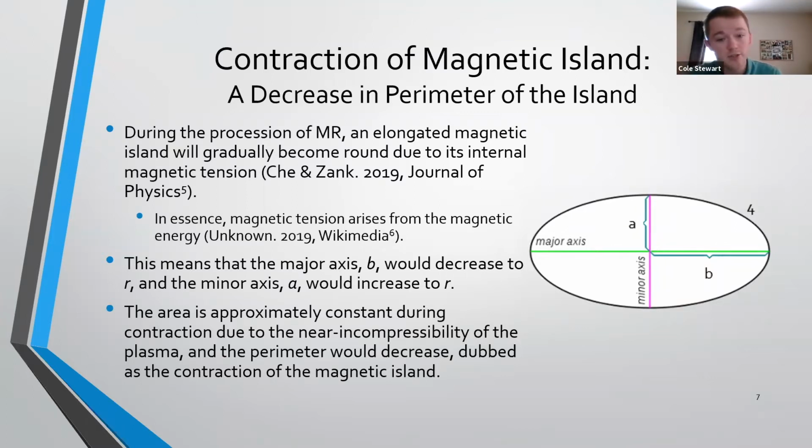What the contraction of the island means is that the major axis, which is denoted as B in the image on the right, would decrease to R, and the minor axis, denoted as A, would increase to R. The area is approximately constant during contraction due to the near incompressibility of the plasma, and the perimeter would decrease. This process is what I call the contraction of the magnetic island.